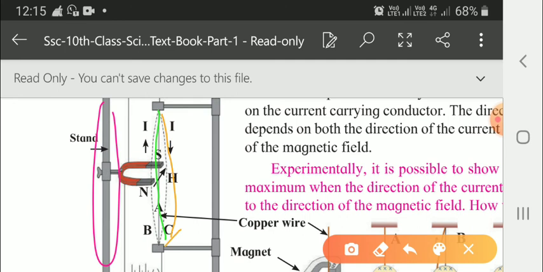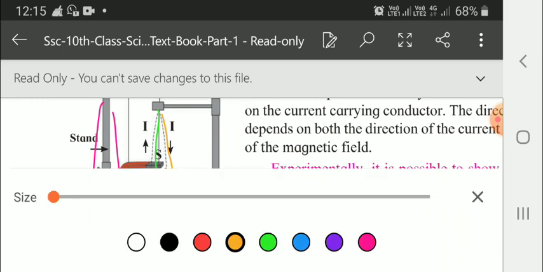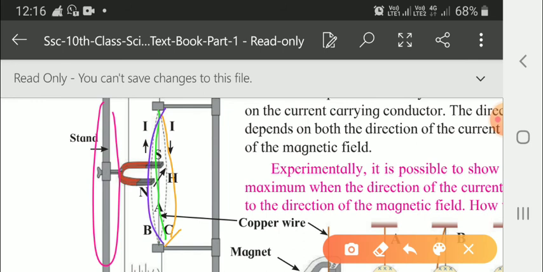Then we will see that if the current direction is reversed, that means it flows from bottom to top, the wire bends, but it comes in the position of B. This means the direction of force on the wire is perpendicular to both the magnetic field as well as the direction of the current. So I'll show you how it comes in B. Here you can see with the different color. Children, you see it is the B position here. So it goes to the B position.